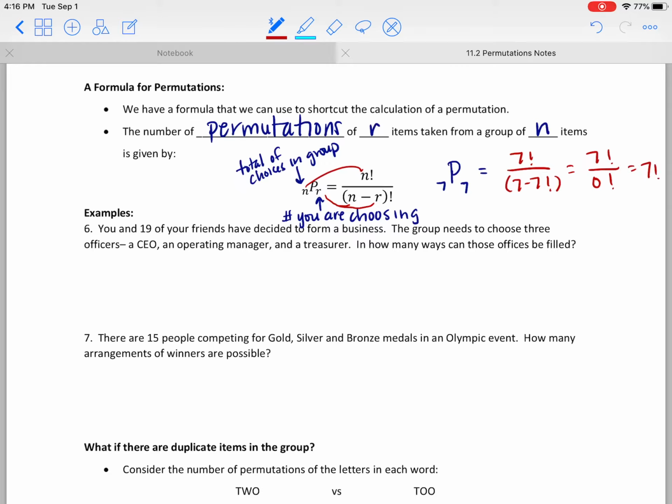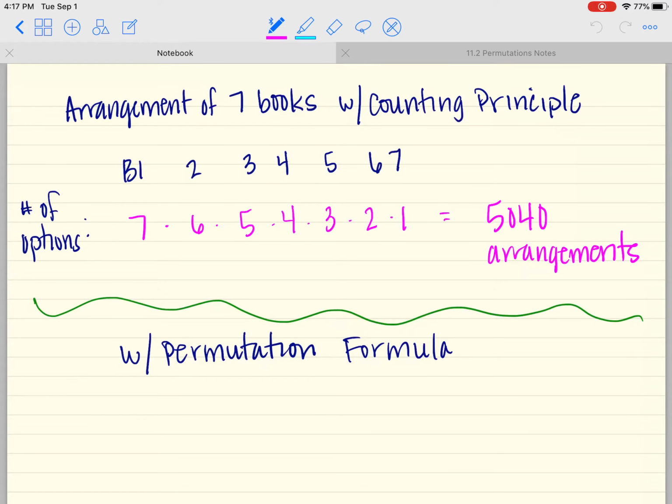Now that's what we got, right? We used the counting principle to do that. What this is showing us is another way. Now it's supposed to be a shortcut, and maybe that formula doesn't look like much of a shortcut, but in fact it's going to be. But I just want to do a little more explaining and comparing of this formula to using the counting principle. So I want to go to our note sheet for a second here to show you. Okay, so we had this arrangement of 7 books with the counting principle. We said book 1, 2, 3, 4, 5, 6, 7.